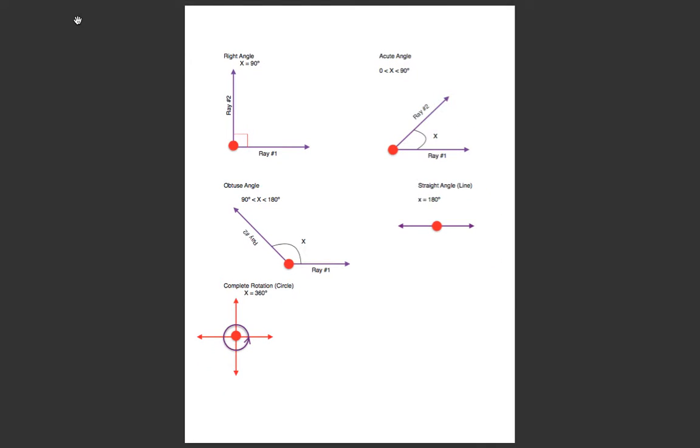Greetings. I was asked to talk about the first part of the module this week, and it starts with a discussion about angles, and I have a few sketched on the screen right here.